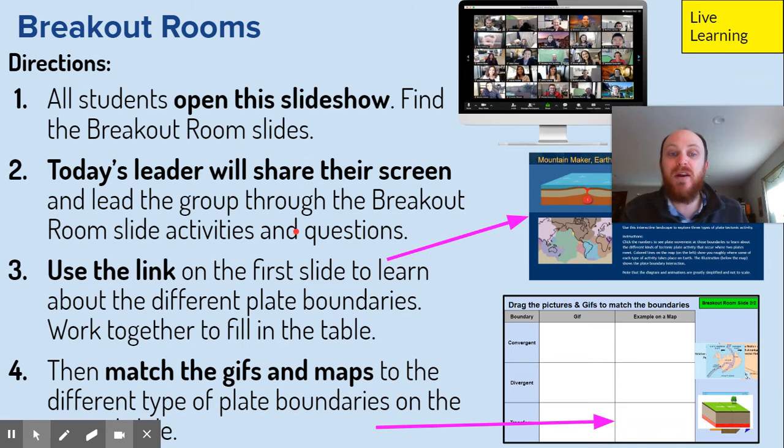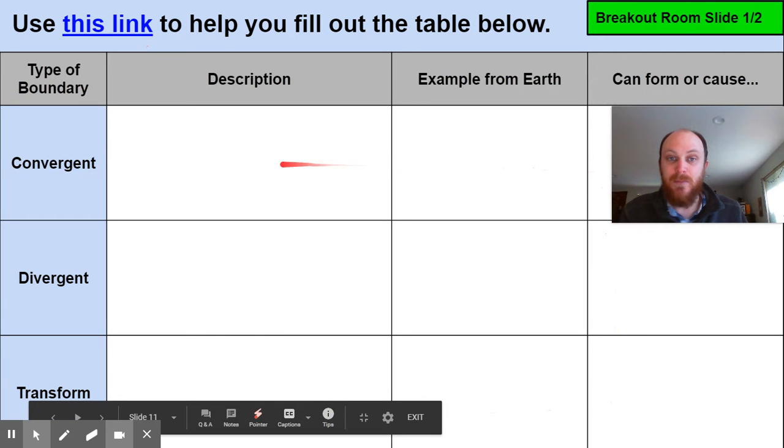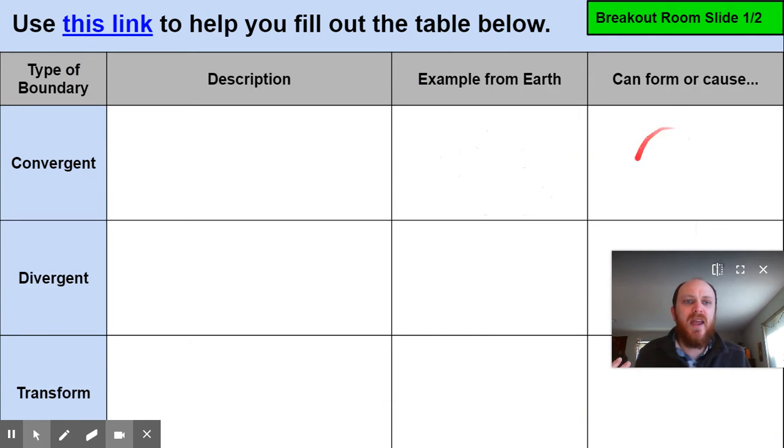So in breakout rooms, you're going to use this link up here to help you fill in this table. So there's 3 links. There's different places for you to click for each type. You're going to describe, is it the 2 plates are moving towards each other, away from each other, next to each other? Where is an example like that on Earth? And what can that cause? Read the whole thing, because one of them is the biggest cause of earthquakes. Some of them cause volcanoes. Some of them don't cause volcanoes, etc.